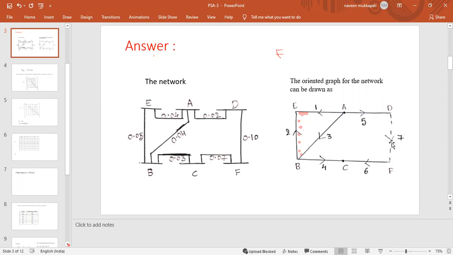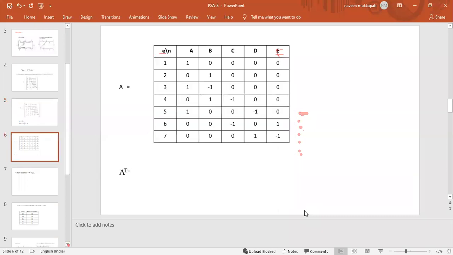Next, the seventh element is placed in between D and F. The seventh element is away from the D node, so it is considered +1, and towards the F node, so it is considered -1. The remaining are all zeros. This is the total A matrix, the bus incidence matrix.